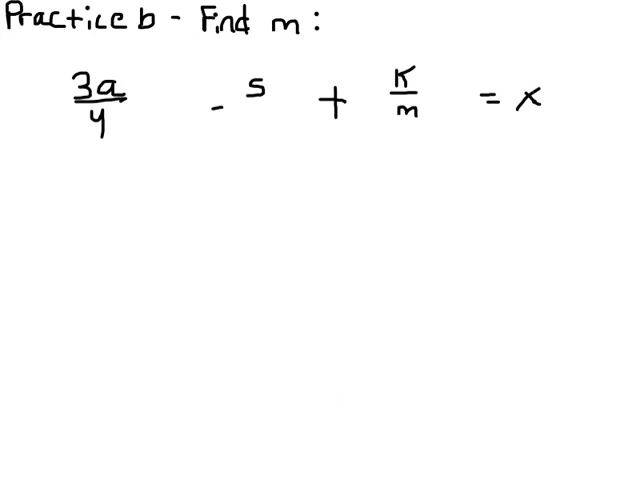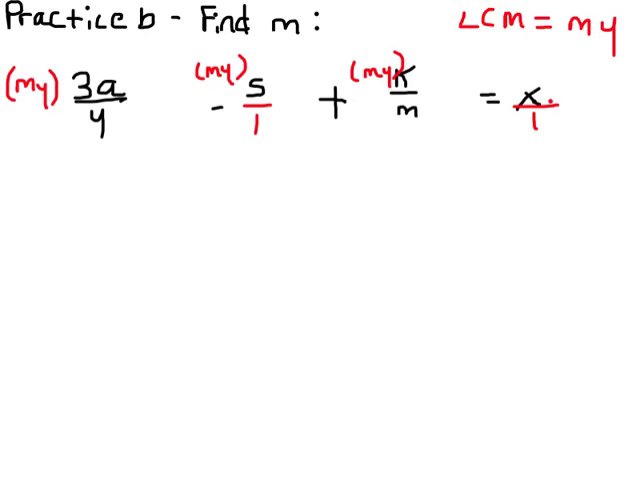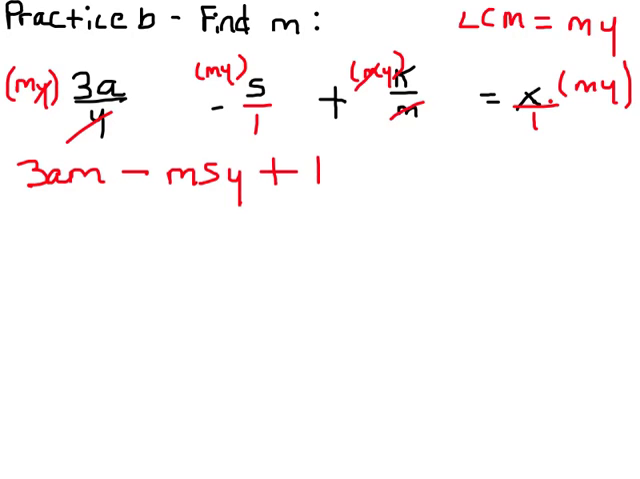All right, in this example, I'm going to find m. I'm going to say this is s over 1, and this is x over 1. My least common multiple is going to be my. All right, so I'm going to multiply everything by my. And then I'm going to cross cancel. Here I'm left with 3am minus msy plus ky equals mxy.